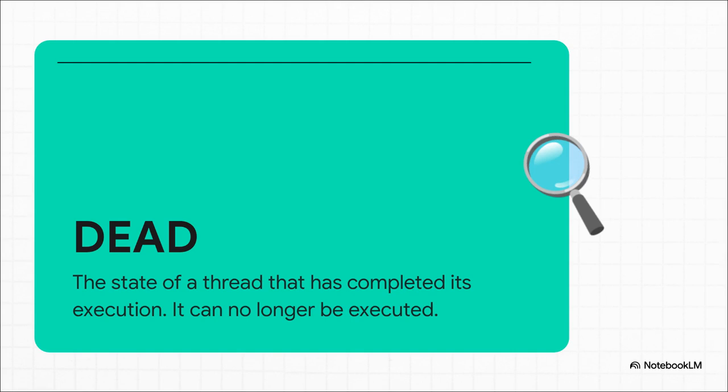And that leads us, finally, to the dead state. The moment that run method is finished, the thread is officially considered dead. Our worker has clocked out, they've packed their lunchbox, and they've gone home for the day. And here's the critical takeaway. Just like you can't ask that worker to come back and restart yesterday's shift, you can never call start on a dead thread. If you try, you'll just get an error. Its journey is well and truly over.